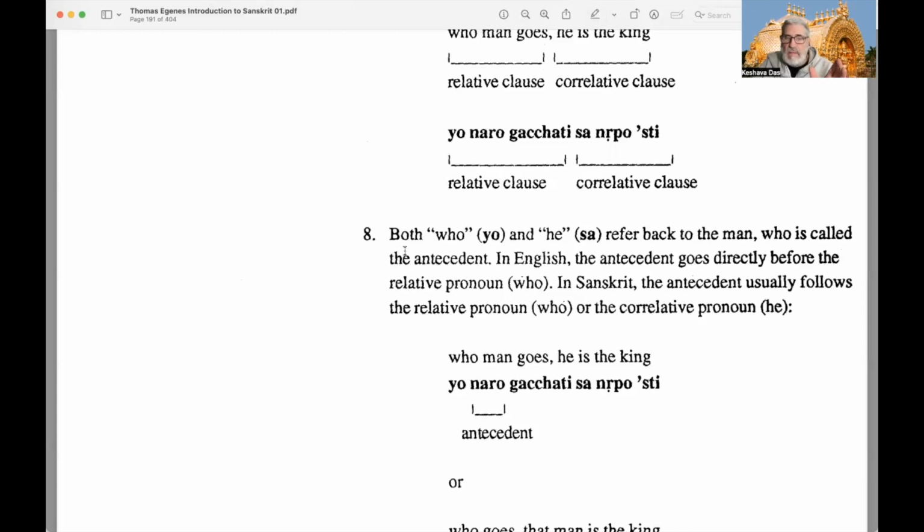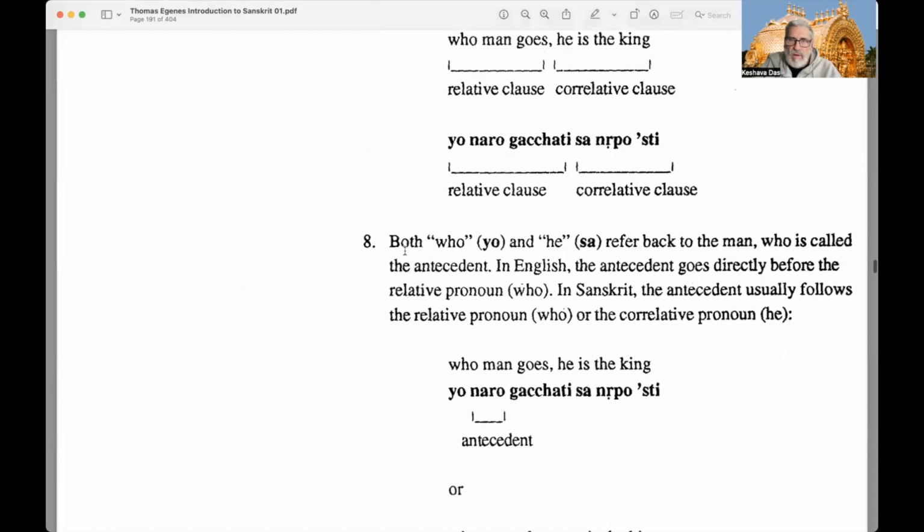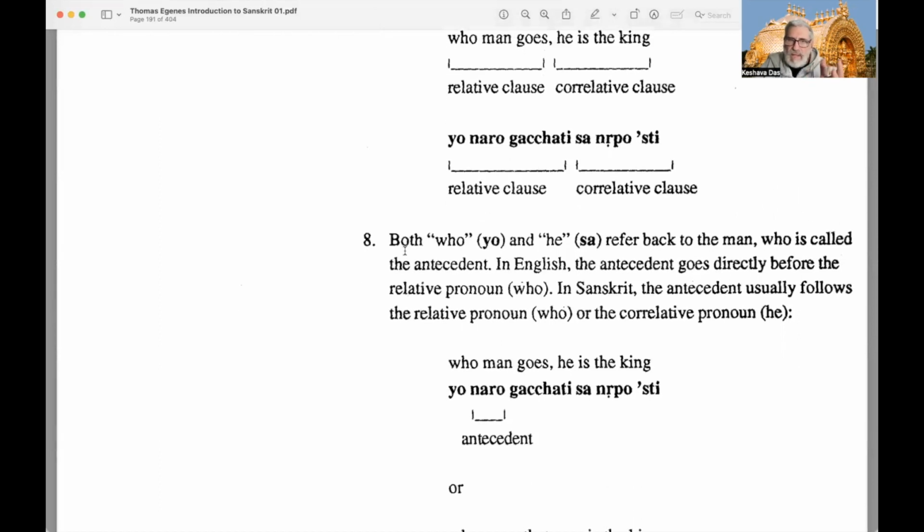Antecedent simply means something that the pronouns, both these pronouns, yo and sa here, or yaha and saha, which they would be without Sandhi, refer back to: the one person, the one subject which is being talked about here. The man, or the king, actually. He says refer back to the man. No, the king. Well, the man, yeah, but he's the king, the man who's the king. All right. So man or king, whatever, he refers back to the subject, the antecedent.